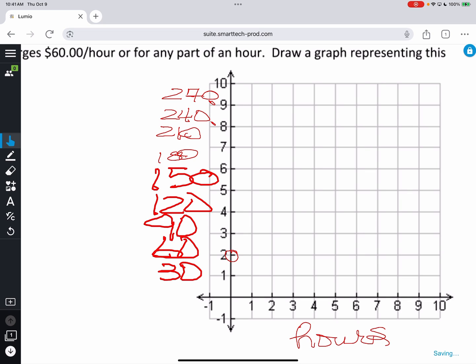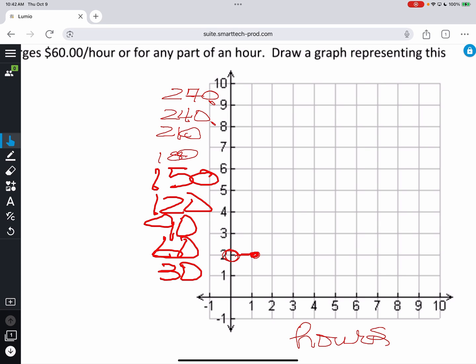I'm going to do a circle because I hadn't paid him anything. And then I'm going to go all the way to 1 and put a dot. Okay? 2 for up to 2 hours. What are we going to pay? 120? But what if we are in there like 1 hour and 10 minutes? How much are we going to pay? Oh wait. We'll still pay 120, right? So it would be on the dot.